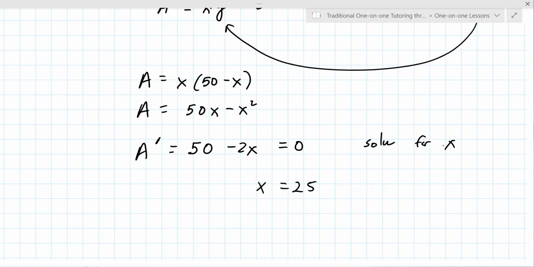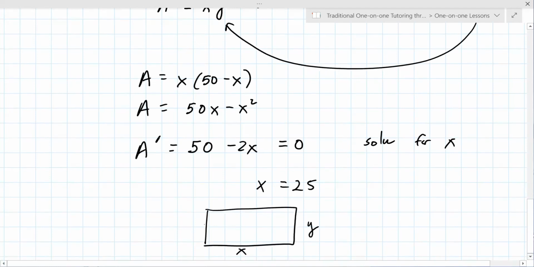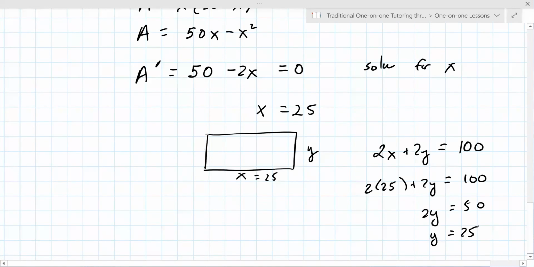All right, so they want the dimensions. If we go back to our original picture, this is x and this is y. We now know that x is 25. So how do we find y? Well, we've got that equation, 2x plus 2y equals 100. So 2 times 25 plus 2y equals 100. You end up getting 2y equals 50 and y equals 25. All right, so any questions on that? That's how you find the dimensions of the rectangle.